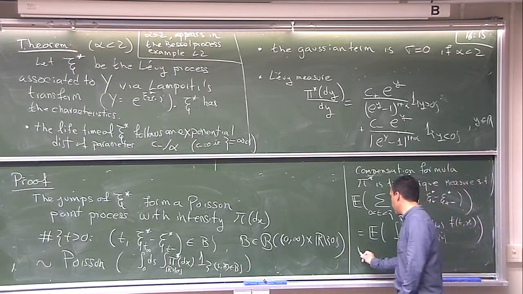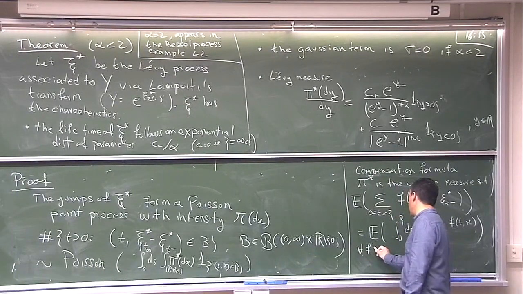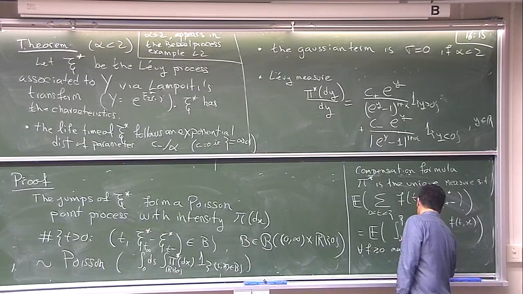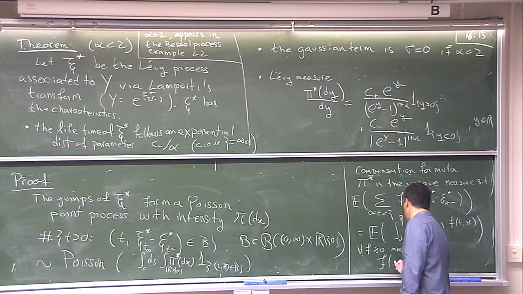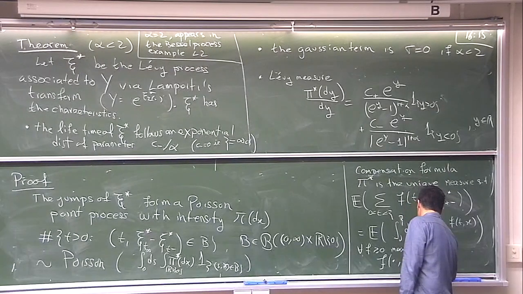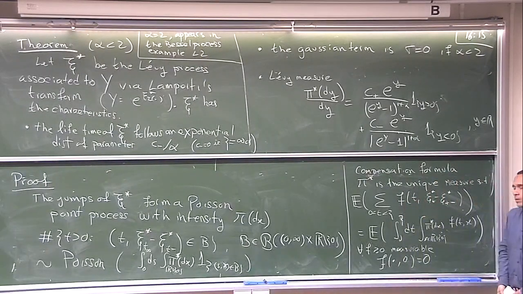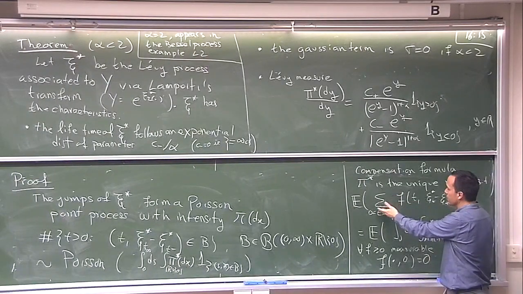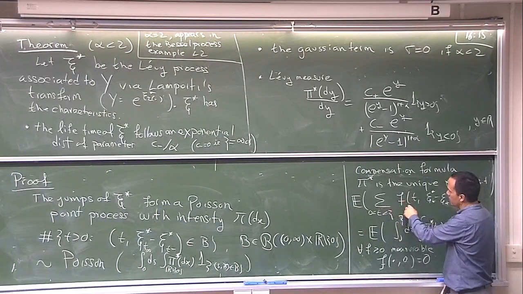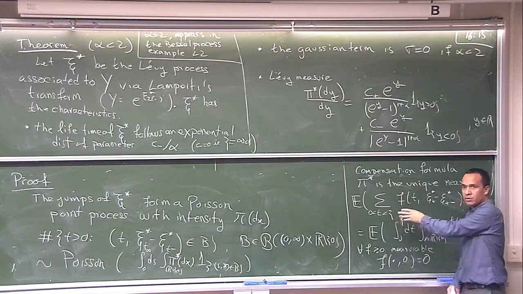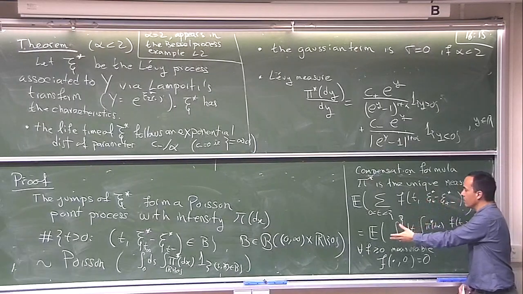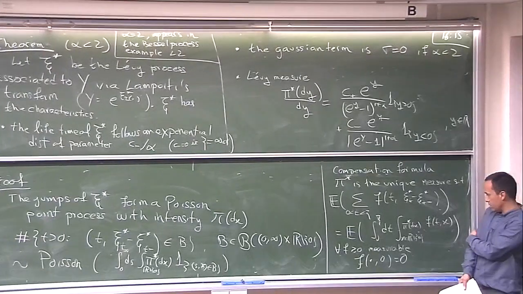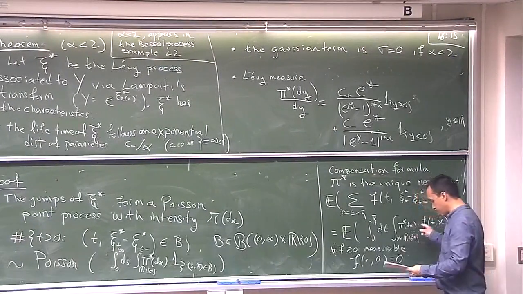This holds for any f positive measurable such that f of 0 is equal to 0. So if we count, we determine the expected value of jumps that satisfy a condition, that is just the same as the expected value of the area of that element.